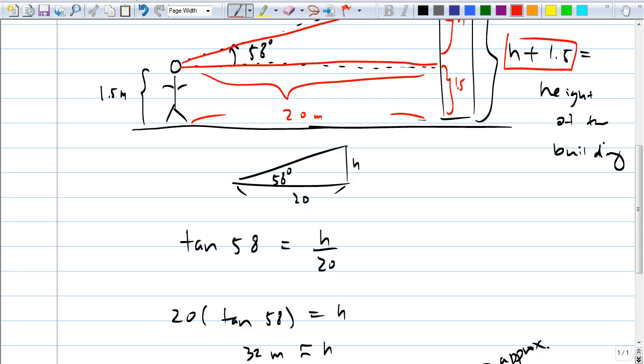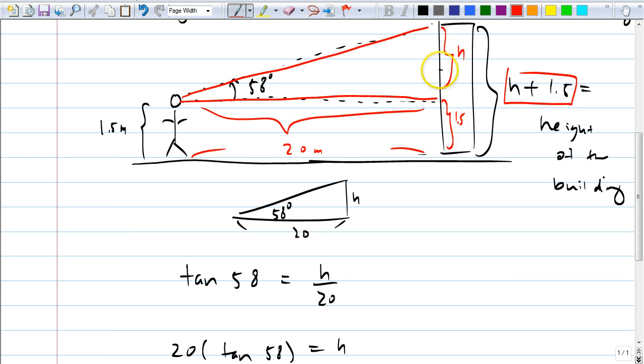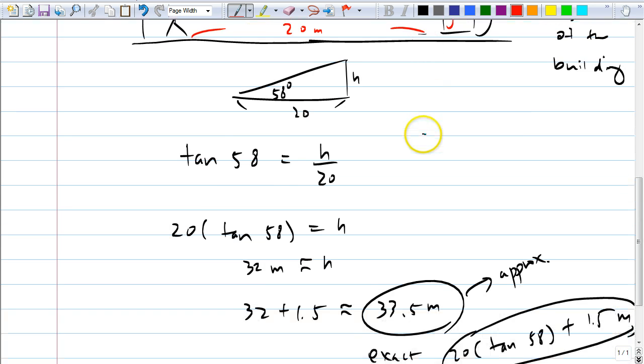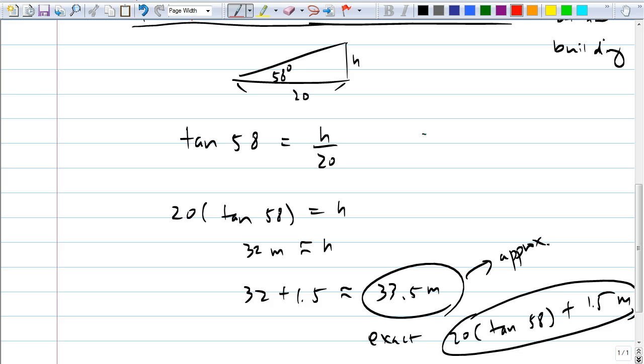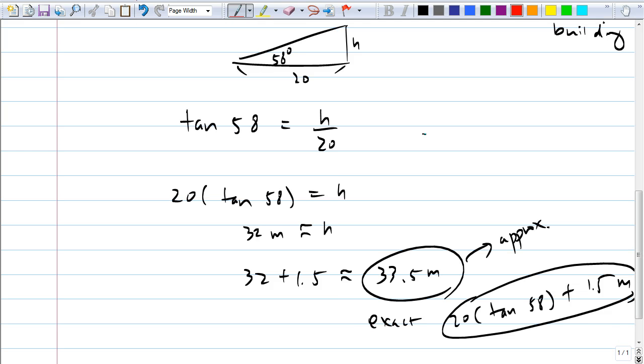Then, are we done with this? No. This h represents the top of the building to where the person is looking straight ahead, right? So you have to add 1.5 to that. The answer should have been 33.5 meters approximately. The exact answer will be 20 times tangent of 58, whatever that is, plus 1.5. That's the exact answer.